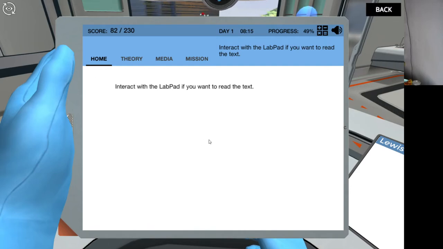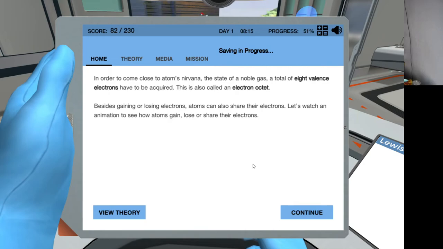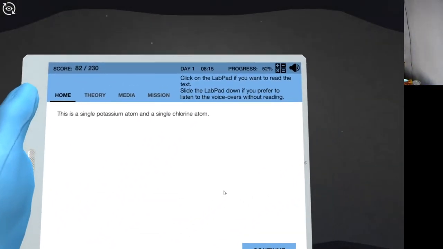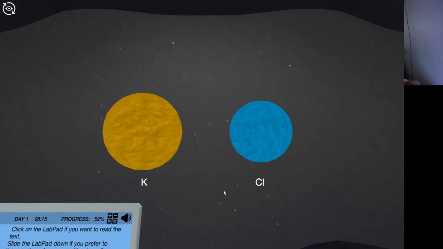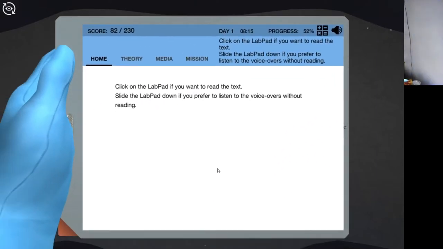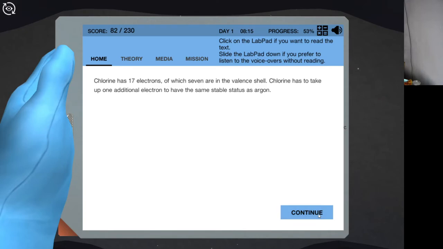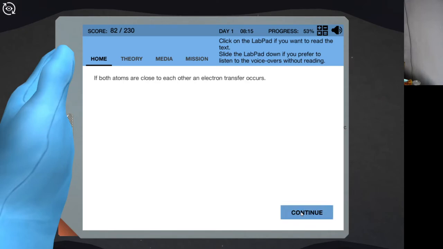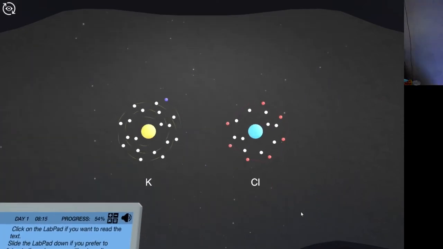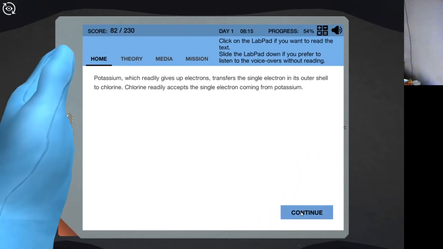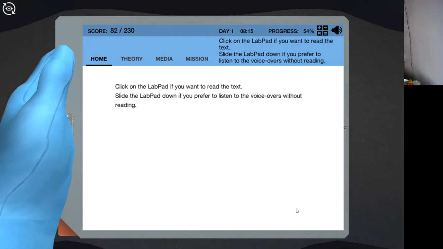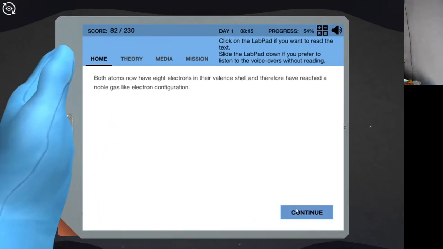Let's continue. In order to come close to atom's nirvana, this is a single potassium atom and a single chlorine atom. Potassium has 19 electrons, with one electron in the valence shell. Chlorine has 17 electrons. Potassium, which readily gives up electrons, transfers a single electron in its outer shell. Both atoms now have 8 electrons in their valence shell.